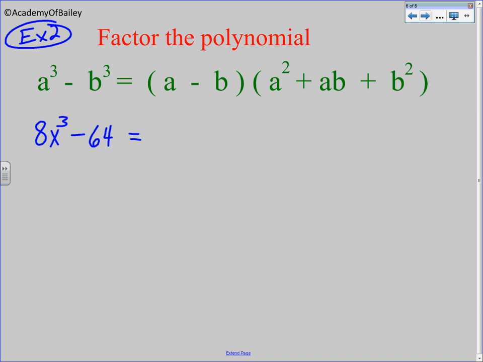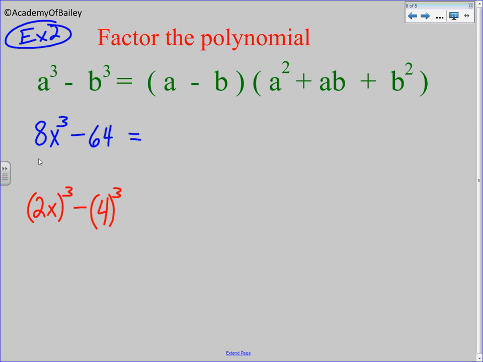In this example, it says factor the polynomial. So are these perfect cubes? 8 is a perfect cube of 2. X cubed is a perfect cube of x. And so I've just taken 8x cubed and put it in parentheses to make it 2x in parentheses to the third power. And how about 64? 64 is a perfect cube: 4 times 4 is 16, times 4 is 64. So it is a perfect cube.